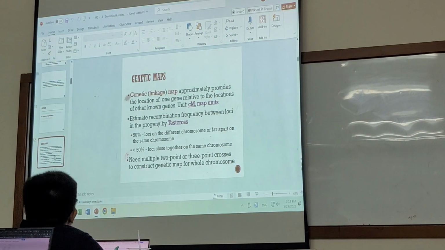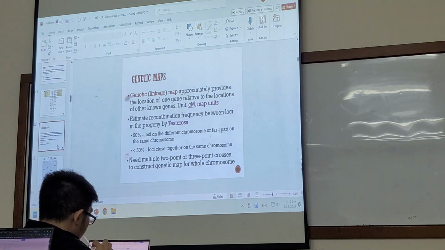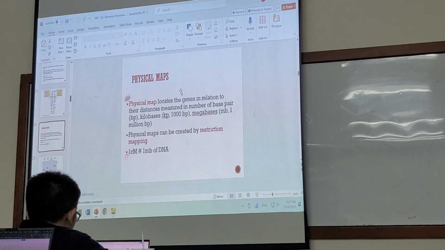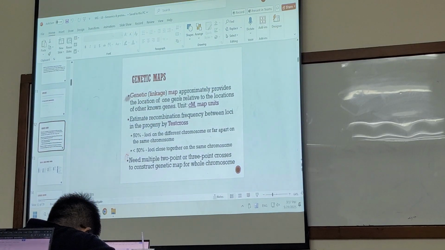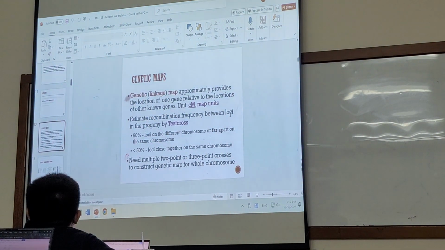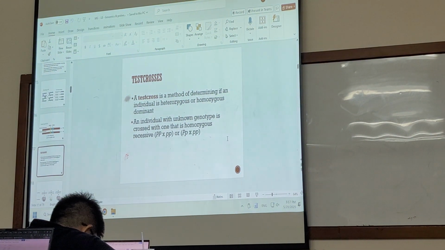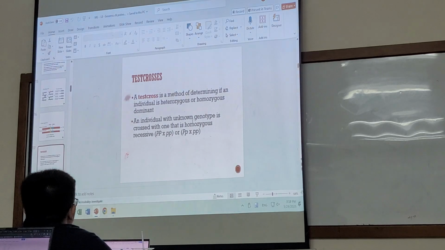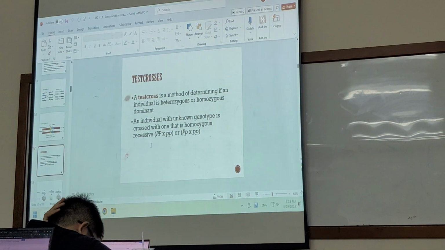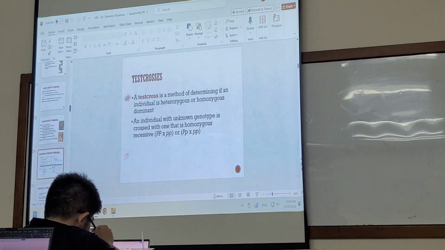Genetic map or linkage map compared with physical map. How to measure a physical map? In base pairs. Linkage map is measured in centimorgans or map units. To construct a genetic map, we need a backcross. Here it shows the definition of a backcross and also the genotype of the backcross: an individual with an unknown genotype crossed with a homozygous recessive genotype. That's the backcross.